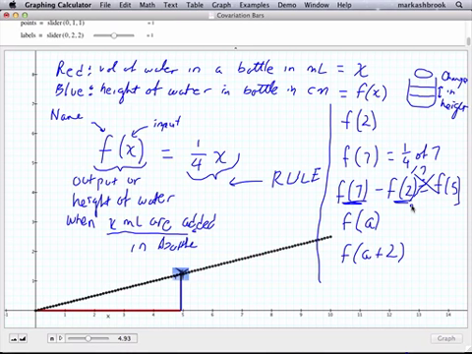Okay, what about f of a? Quickly. What's that? Tell me. Height of the water in the bottle when you add a milliliters of water. Yeah, the height of the water when you add A milliliters into the bottle. Okay? What about F of A plus 2?